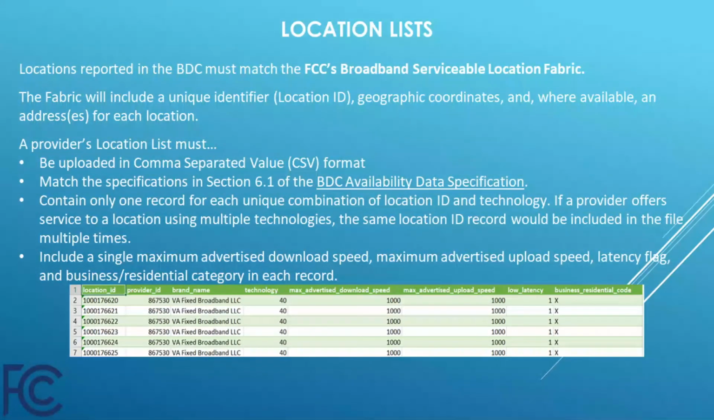If a fixed broadband provider chooses to submit availability data using location lists, the file must consist of records of the broadband serviceable locations that the provider serves, either with a connection in service or which could be connected with a standard installation. The locations must match and conform to the locations in the FCC's broadband serviceable location fabric. The fabric will include a unique identifier, the geographic coordinates, and, where available, the address or addresses associated with each location, as well as other information about the location.